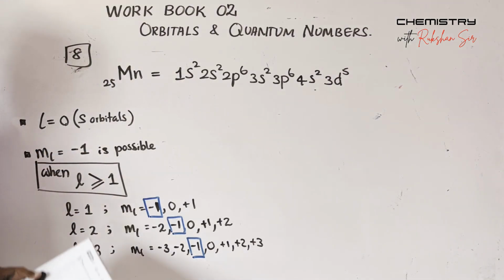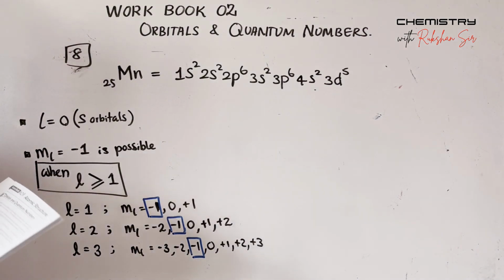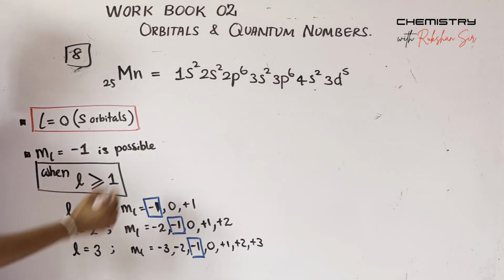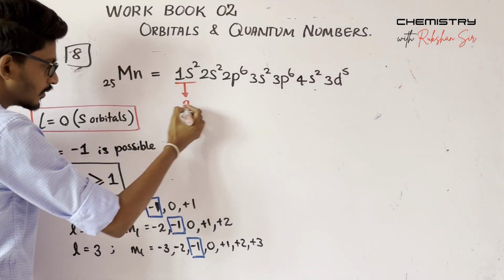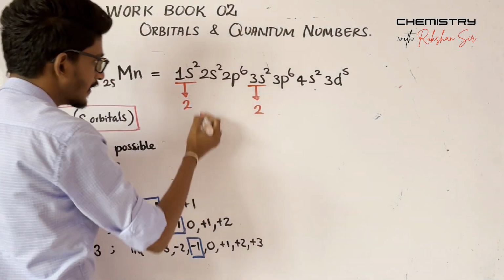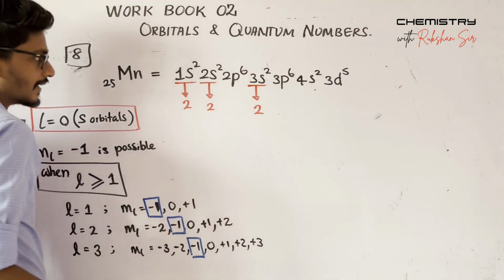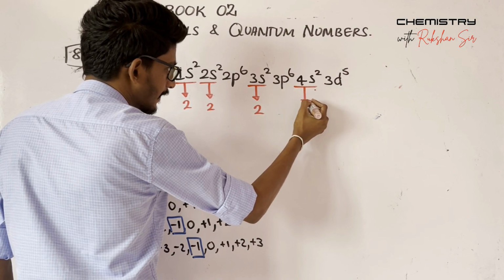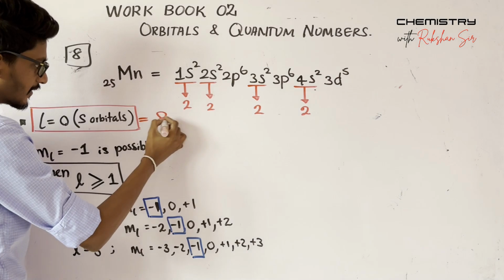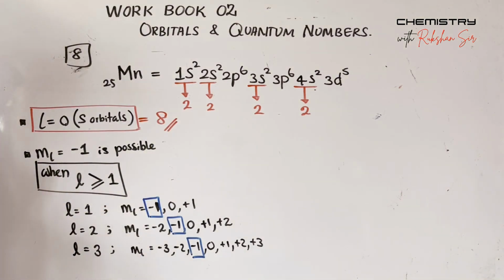First of all, let's discuss the L0 electrons. I'll go with red color for the L0 electrons. Here you have two electrons in these orbitals. Here you have another two. Here also you have another two. Even in the fourth shell you have two s electrons. So the total number of L0 electrons is going to be 8.